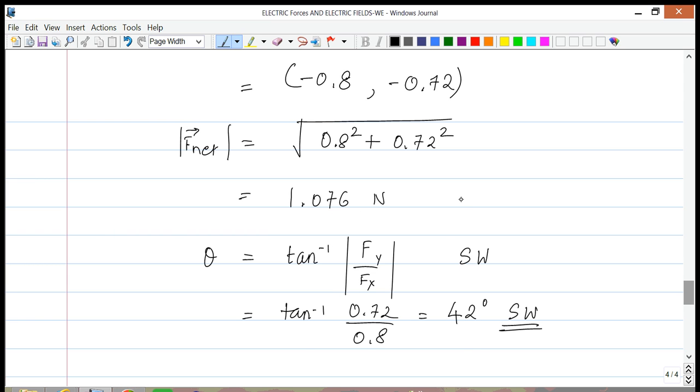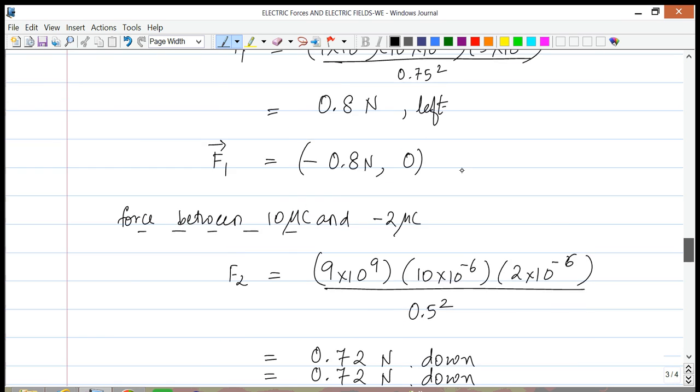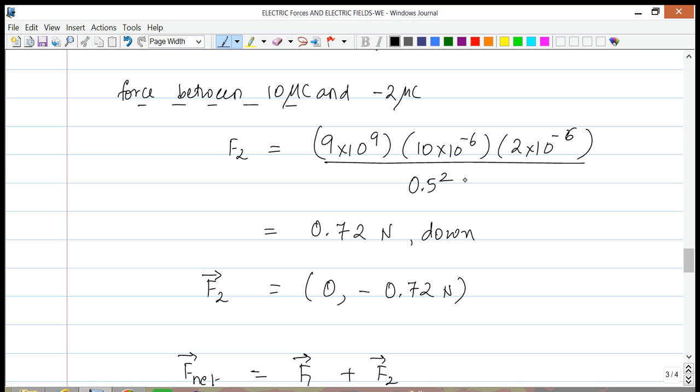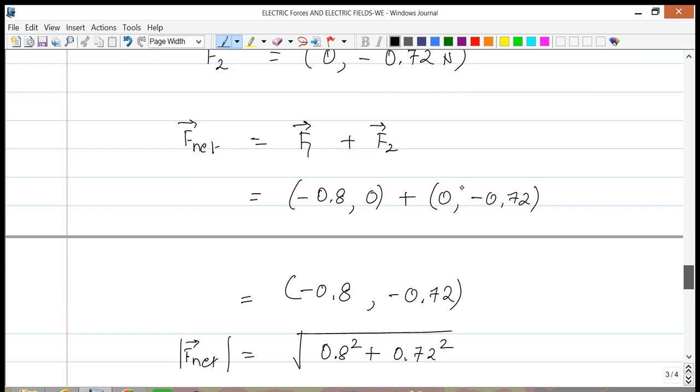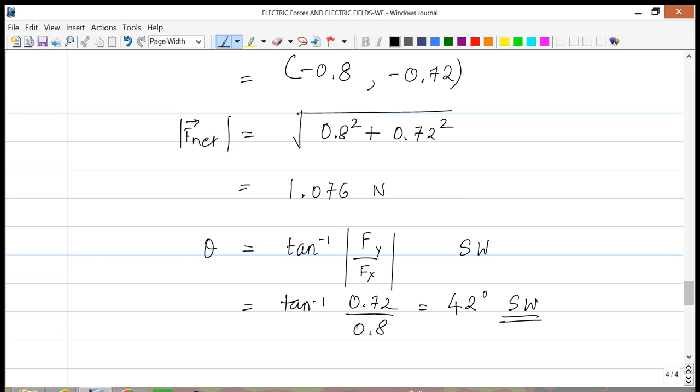So understand the process. The process is very straightforward in this case. Find the magnitude of the individual forces, write them down in vector component form, add them just like we would add vectors, find magnitude and direction. I know it's a lengthy process, but if you follow things correctly, you should be fine. All right.